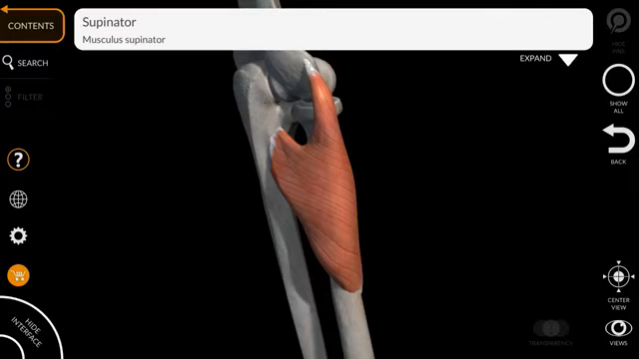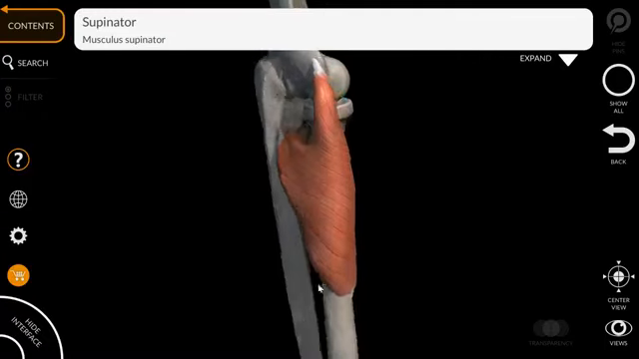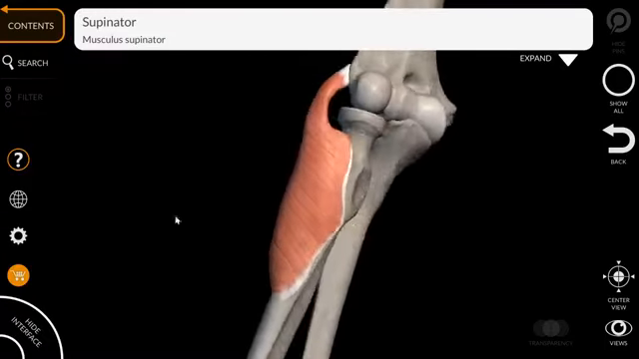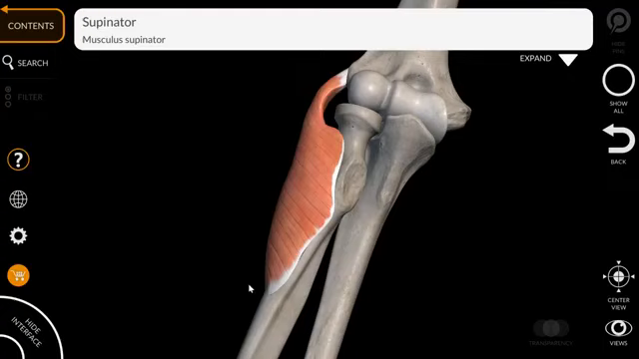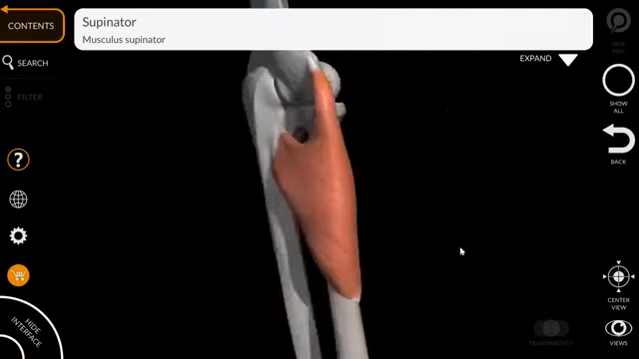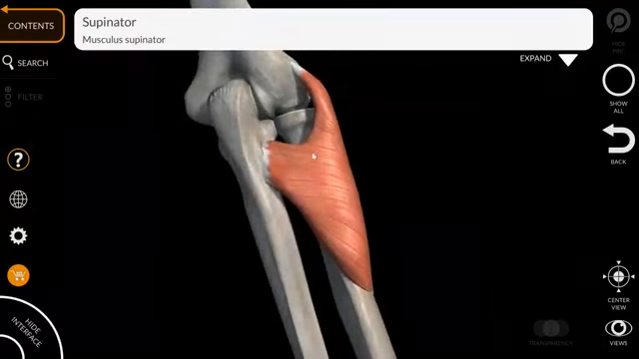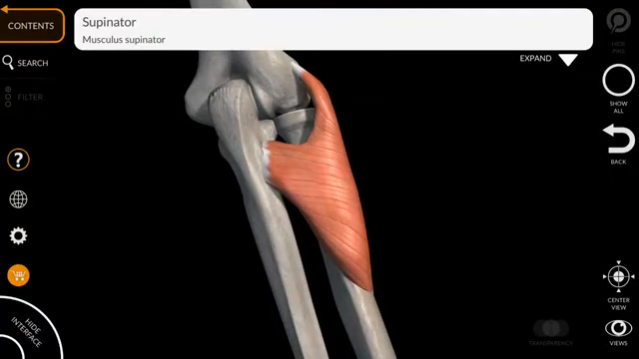So it has two origins: the lateral epicondyle of the humerus, and also the proximal radio-ulnar joint, and it is inserting into the shaft of the radius as well as the neck of the radius. As you can see here, neck and shaft of the radius. This is supinator. Anteriorly you will see it like this, laterally like this, and this is how you can see it from the posterior aspect.